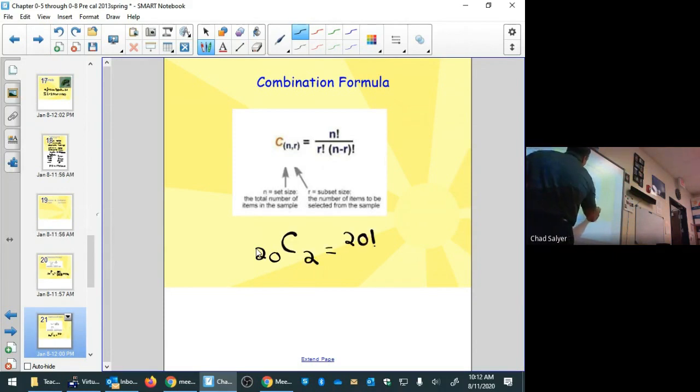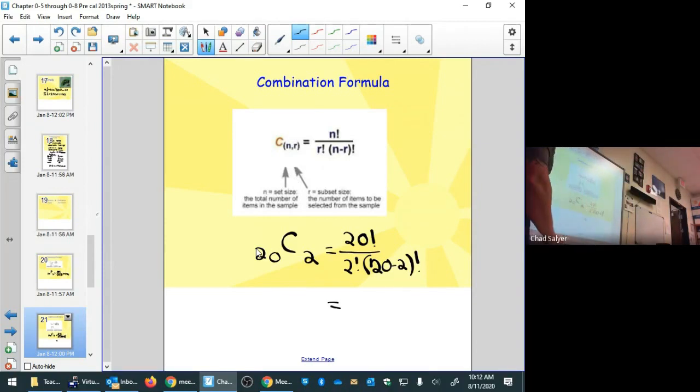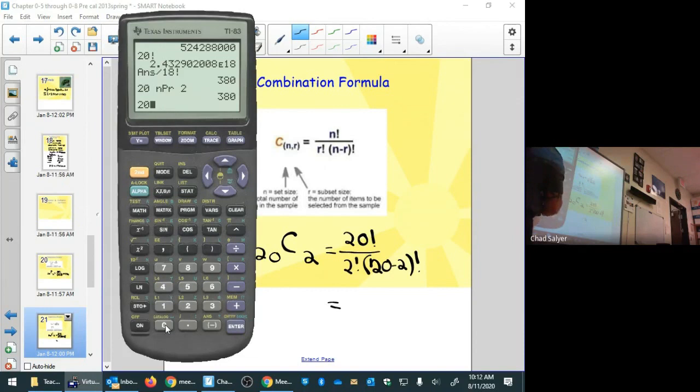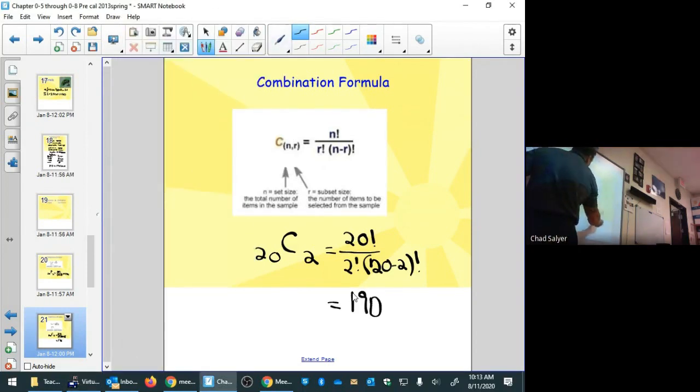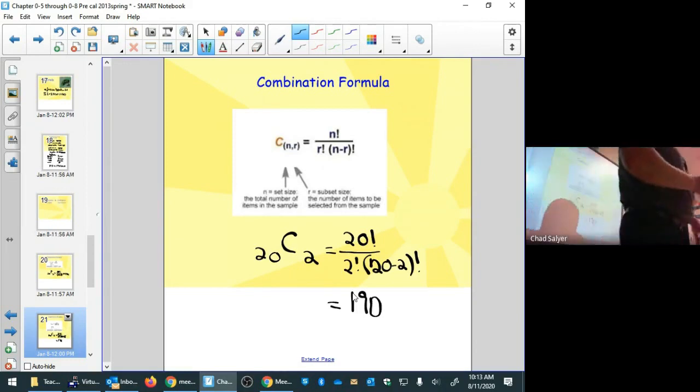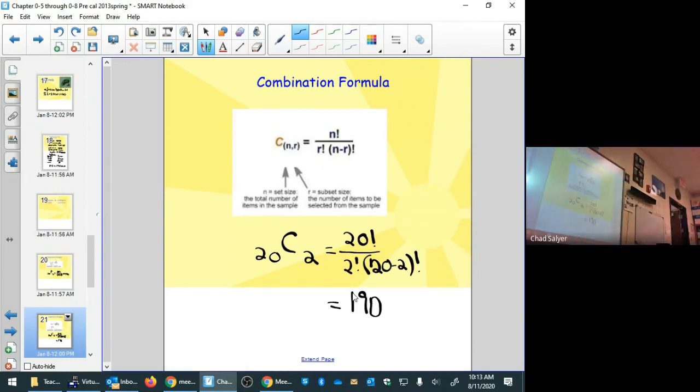So once again, 20 factorial over 2 factorial times 20 minus 2 factorial. Once again, there's a shortcut we can do. You may have noticed a second ago that nCr is option 3. And we see there are 190 ways. Now, don't think it's always exactly half of the permutations. That's just a coincidence.